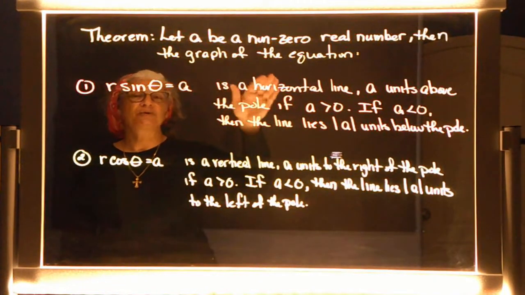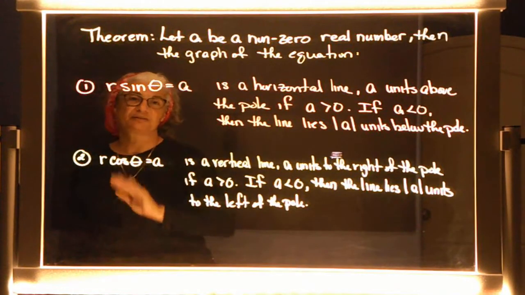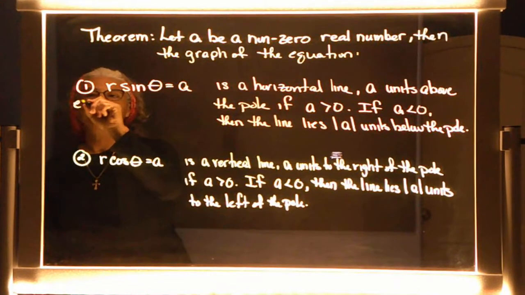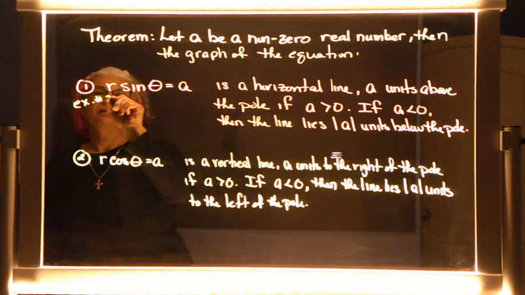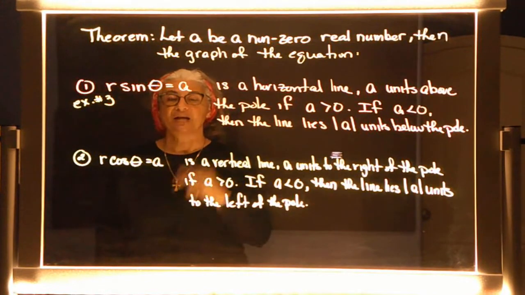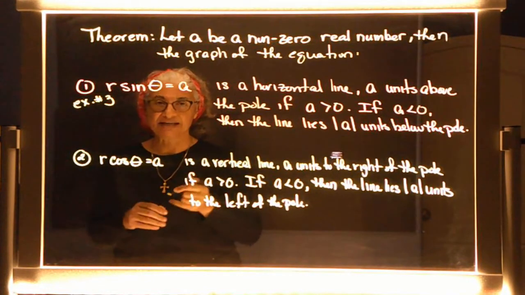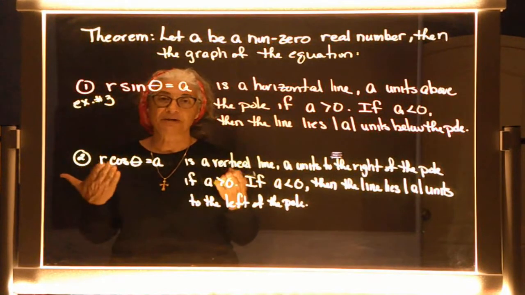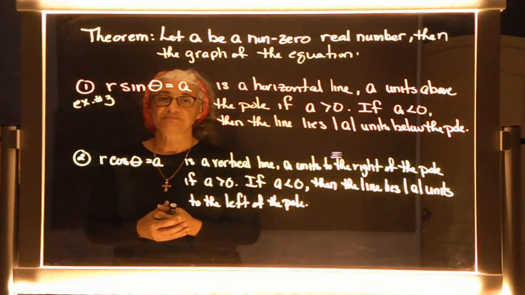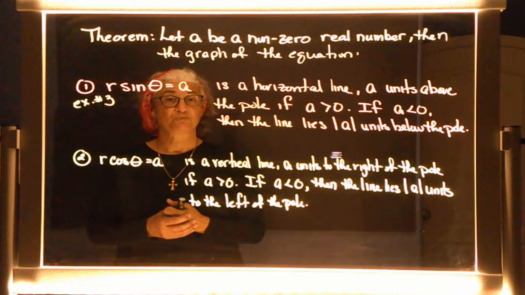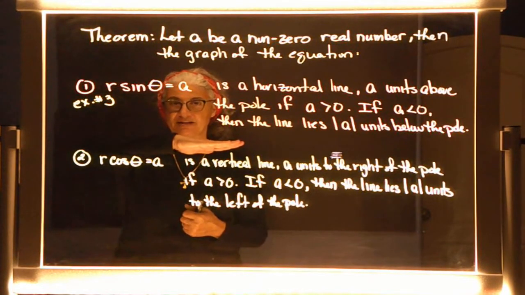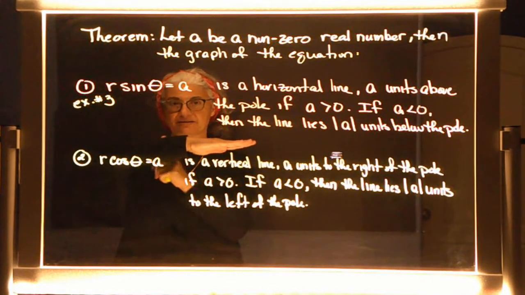Then the graph of the equation. Now they've given me 2 equations here. This one looks like example number 3, doesn't it? Because example number 3 had r sine of theta equals 2. And when we converted it to rectangular form, we got basically y equals 2, didn't we? Which was what kind of line? A horizontal line, right?